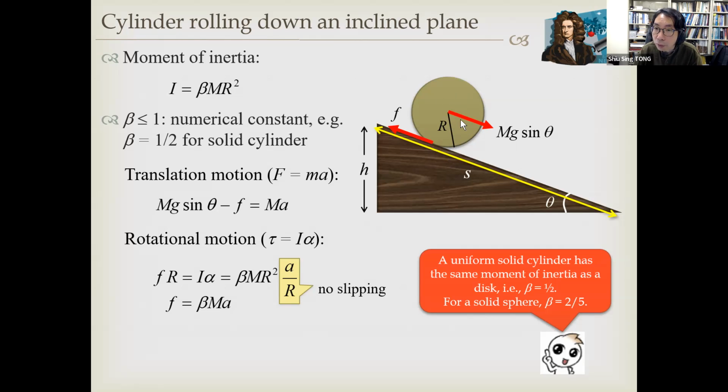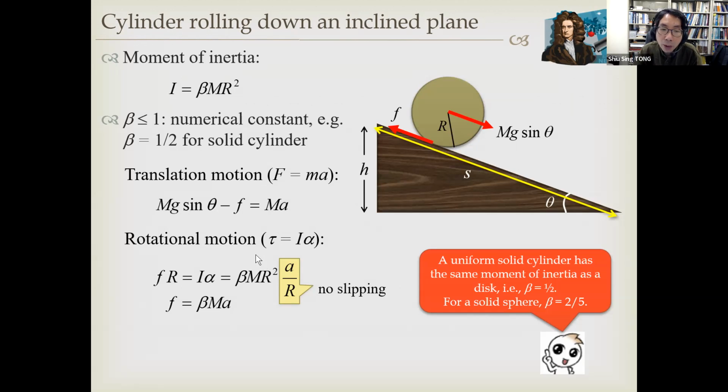And there's a component of force along the inclined plane, and that is mg sine theta. So this component is along the plane, and you also have the frictional force directing upwards because the cylinder is sliding down. So the net force will then be mg sine theta minus F, and the net force will be equal to the mass times acceleration. That is Newton's second law for translational motion.